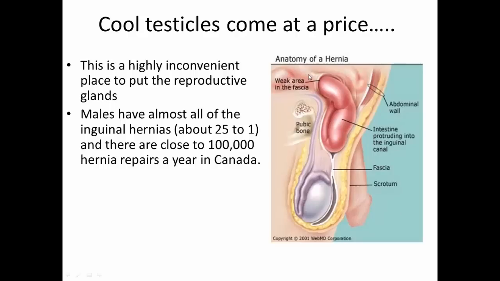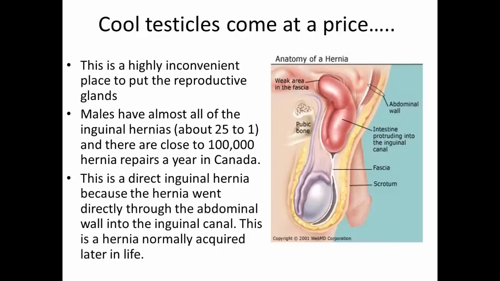Direct because it went directly through the abdominal wall, and then it came into the inguinal canal and begins its descent. By the way, surgical repair means you push the intestine back and you seal off that area of fascia that's weak, usually with a mesh. So this direct hernia, directly through the abdominal wall, is the type that people tend to get later on in life. And so we will sometimes call this an acquired hernia, to really get it completely distinct from what we would call an indirect hernia.